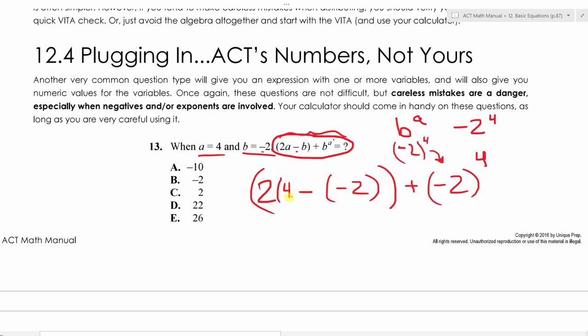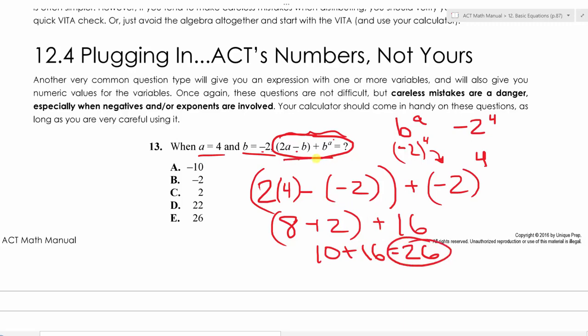So 2 times 4. So this is 8 minus -2. 8 minus -2, which is 8 plus 2, and then plus (-2) to the 4th. Normally a good idea to do that in the calculator, but that is 16. So this is going to be 10 plus 16, which equals 26. That is what they were asking me, and I am done.